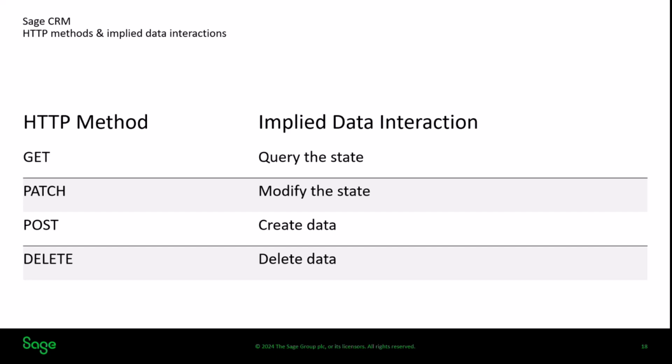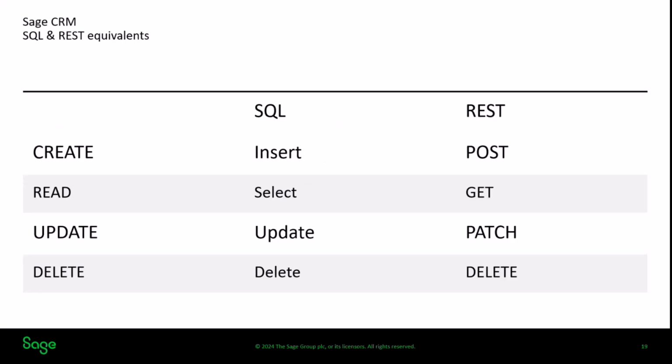So we use these verbs, and I think there are 7 verbs in total for HTTP, but we're just concentrating on 4 of these: GET, PATCH, POST, and DELETE. And this has the implied data interaction inside CRM. And explicitly, we can see this in terms of the corresponding SQL behavior as well. So when we're doing a POST, we'll be inserting, and when we're doing a PATCH, we'll be doing an update. When we're doing a GET, we're doing a select, and when we're doing a DELETE, we're doing an SQL delete.